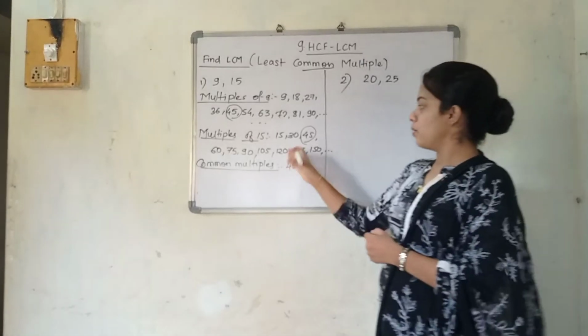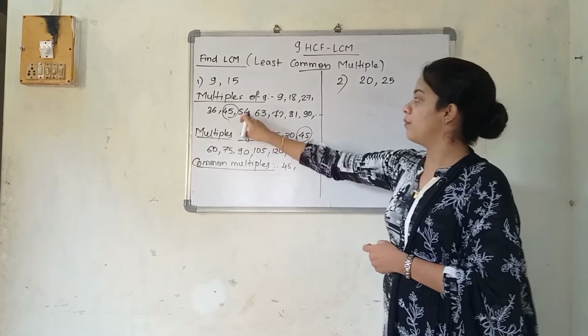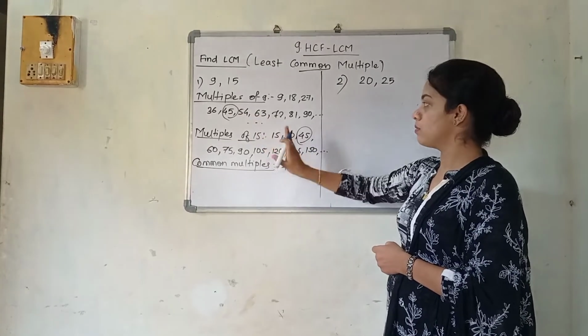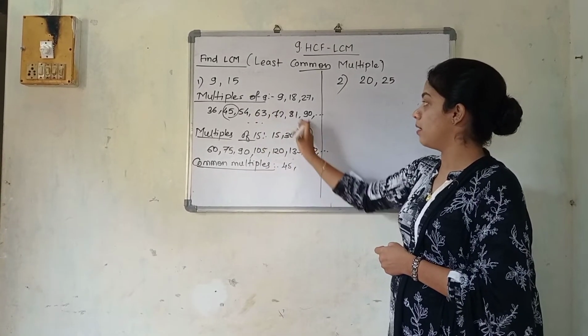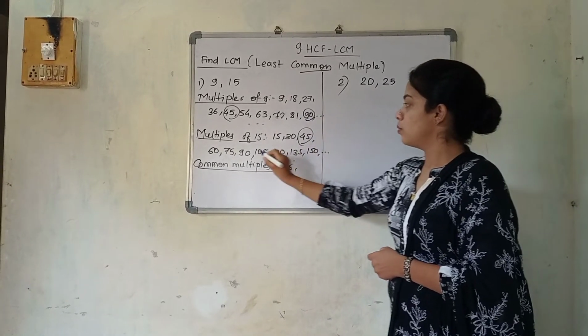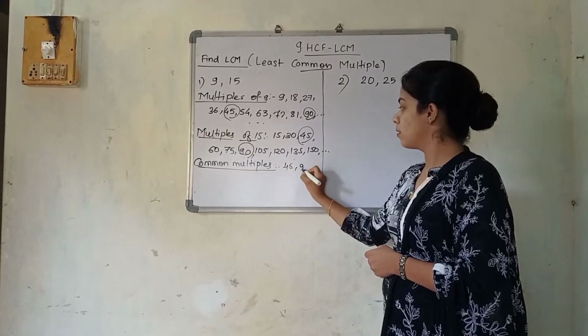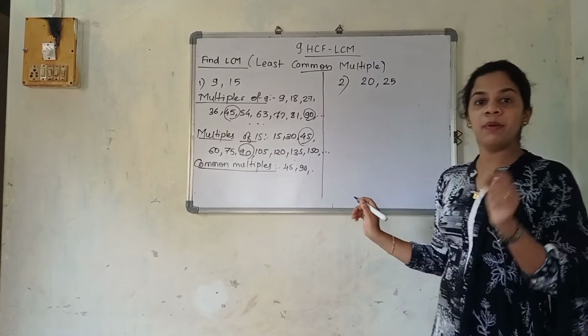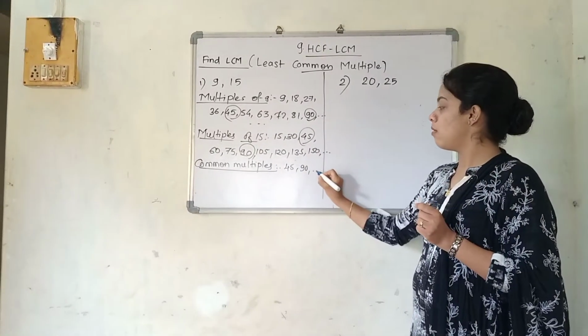Second one, can you see any other common number? 54 is not here. 63 is also not here. 72 is also not present here. 81 is also not present here. 90 is present. So 90 will be the next number. And common multiples are also unending.